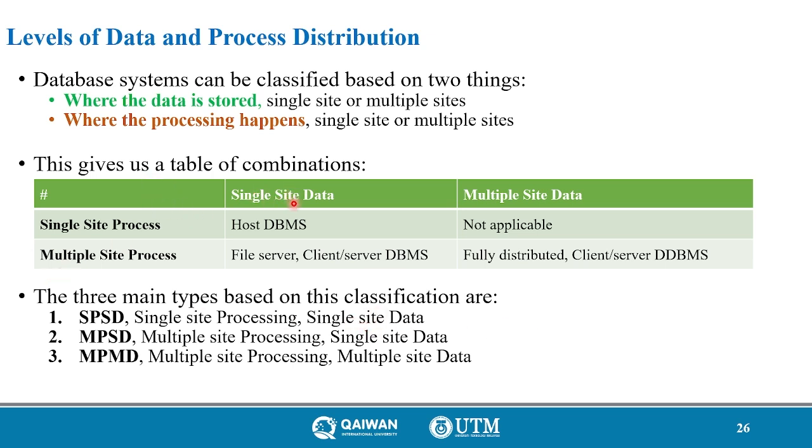Single site process, single site data, we call it host DBMS. Single site process, multiple site data is not applicable. Multiple site process, single site data is file server, client server DBMS, and so on. And multiple site process, multiple site data would be fully distributed client server, distributed database management system. So we have single process, single data; multiple process, single data; and multiple process, multiple data, because single site process, multiple site data is not applicable. So we have these three.